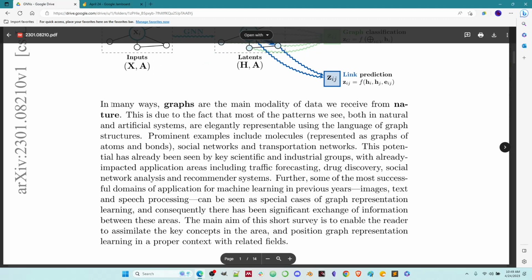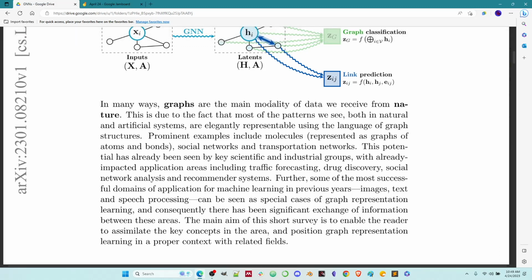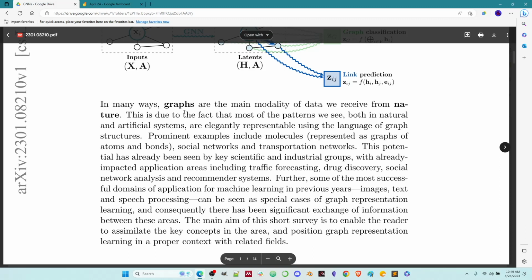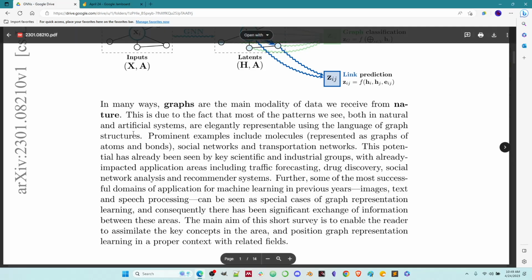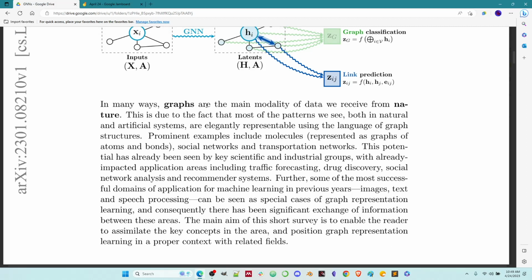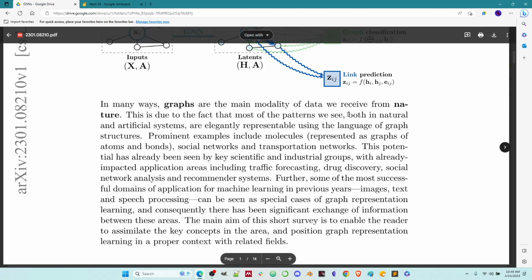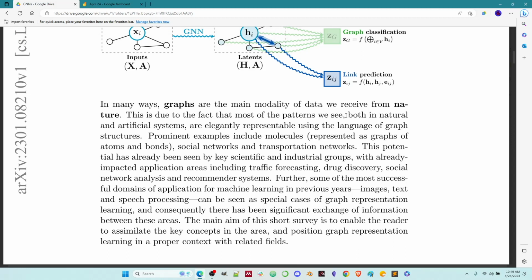So the paper starts out: in many ways, graphs are the main modality of data we receive from nature. This is due to the fact that most of the patterns we see, both in natural and artificial systems, are elegantly representable using the language of graph structures. I don't necessarily know if I agree with this statement, that graphs are the main modality of data. You can certainly create graphs from anything, but as it holds true in network science, you have to have a natural sort of graph structure. That is, you have to have nodes and connections between the nodes, and those have to have some sort of discrete nature to them.